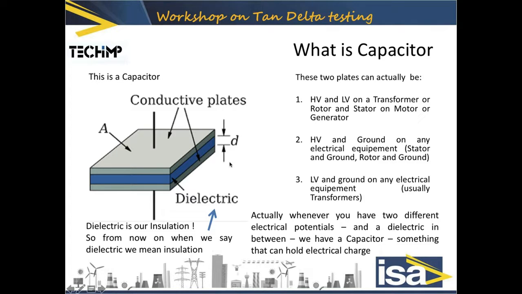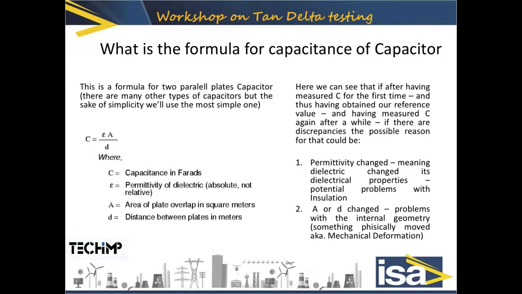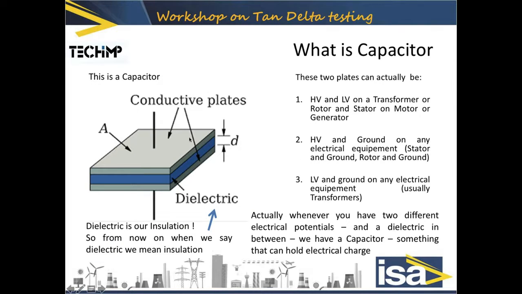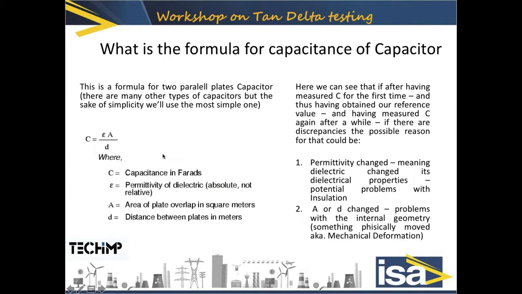So in order to see how it can help us, let's remember what is the formula for the capacitance of the most simple capacitor, which is this capacitor here, a two-plate capacitor. And the formula is C equals epsilon times A divided by D, where C is capacitance in farads, epsilon is permittivity of the dielectric, A is area of plate overlap in square meters, and D is distance between plates in meters.